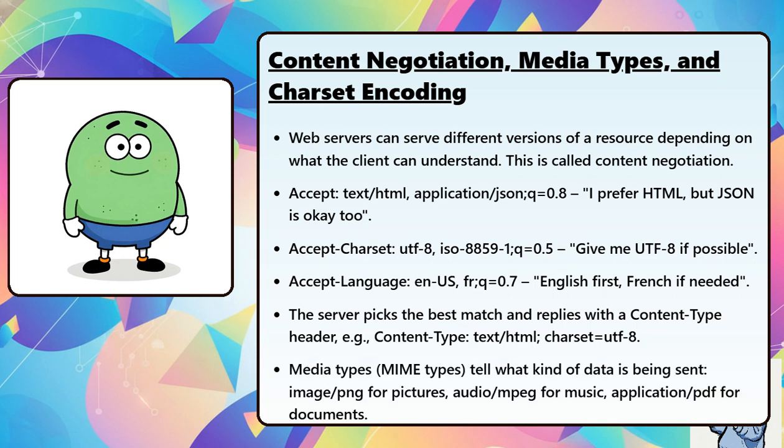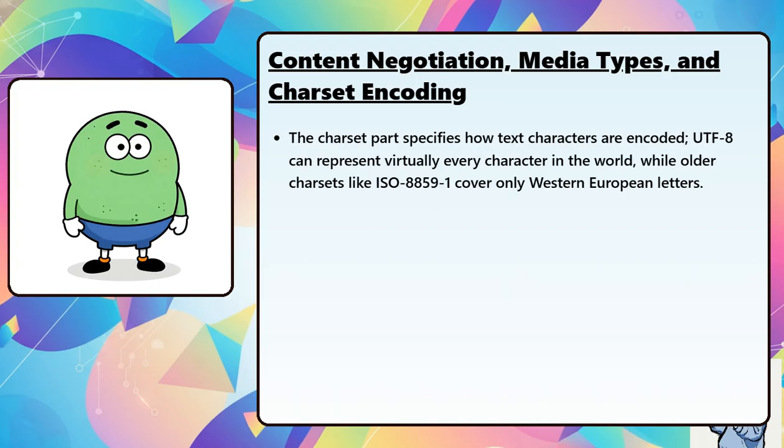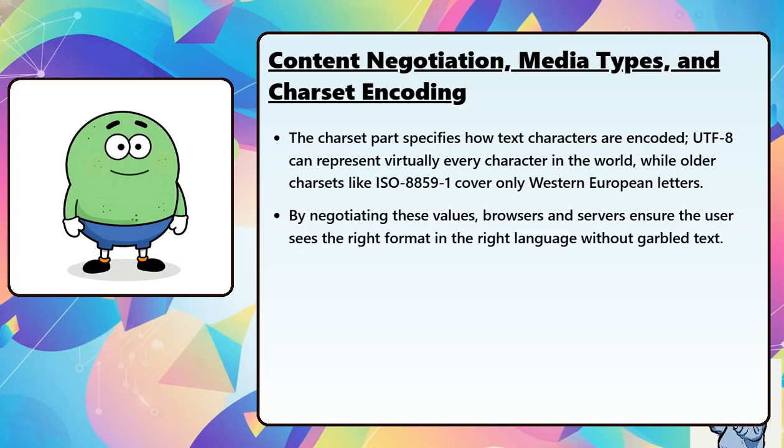Media types, or MIME types, tell what kind of data is being sent: image/png for pictures, audio/mpeg for music, application/pdf for documents. The charset part specifies how text characters are encoded. UTF-8 can represent virtually every character in the world, while older charsets like ISO-8859-1 cover only Western European letters. By negotiating these values, browsers and servers ensure the user sees the right format in the right language without garbled text.